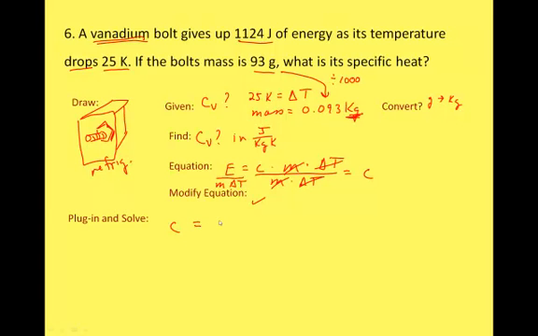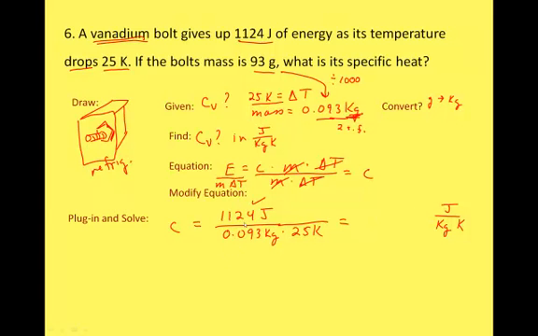So C is equal to the energy, 1124 joules, divided by, and the kilograms is from up here, and remember, it's 2 sig figs in here, just as a note. So 0.093 kilograms times a temperature change of 25 K here. And we're going to end up in units of what? Joules per kilogram K, which is the correct units, so we're now on the right track.